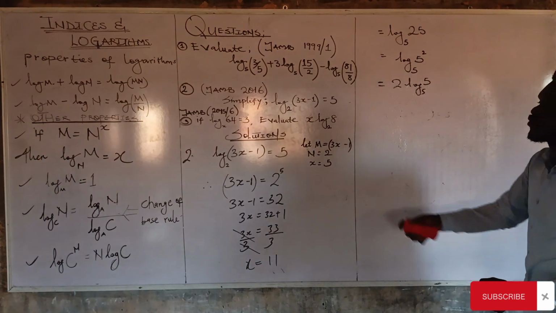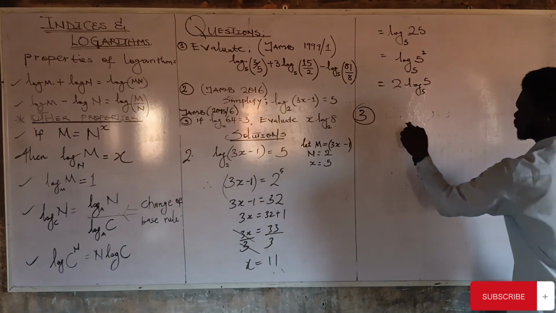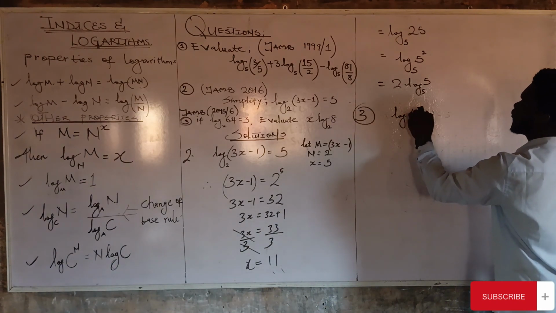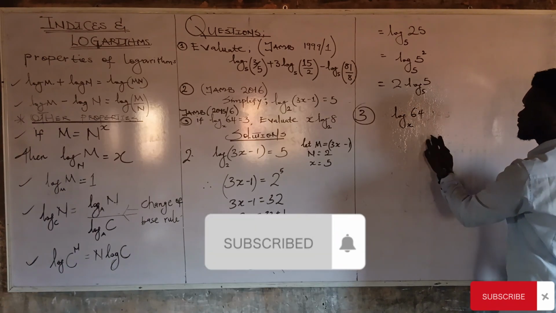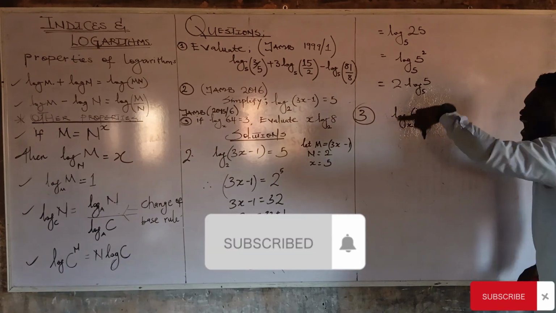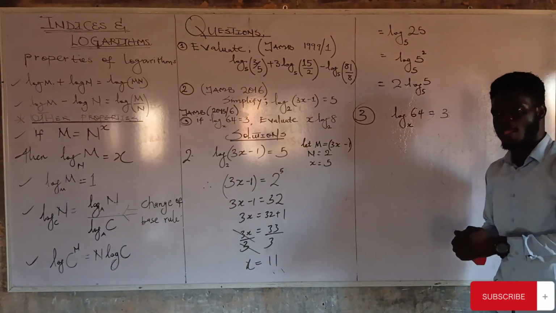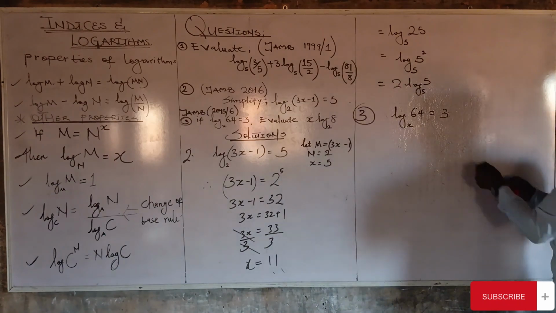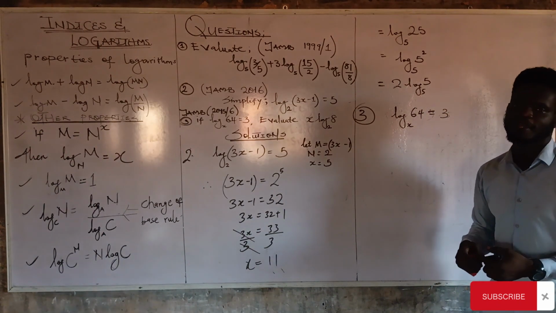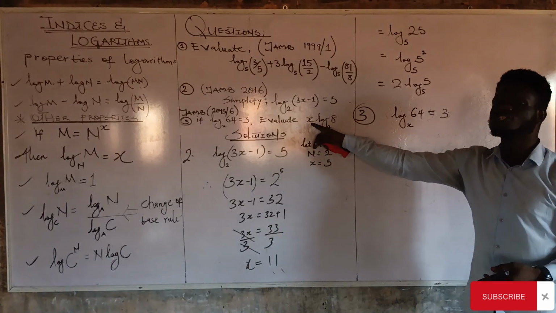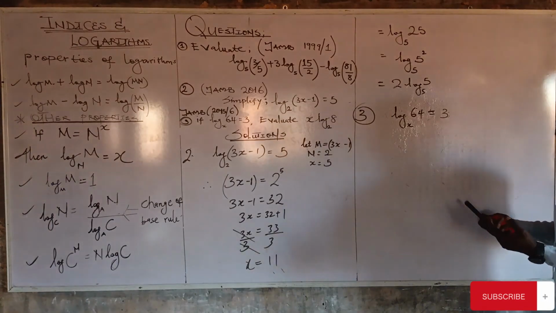Now we're going to provide the solution to question 3. If log 64 base x is equal to 3, evaluate x log 8 base 2. It's very simple. All you need to do here is find the value of x. Once you have the value of x, substitute it into this expression, x log 8 base 2, and you get the value straight up and you're done.